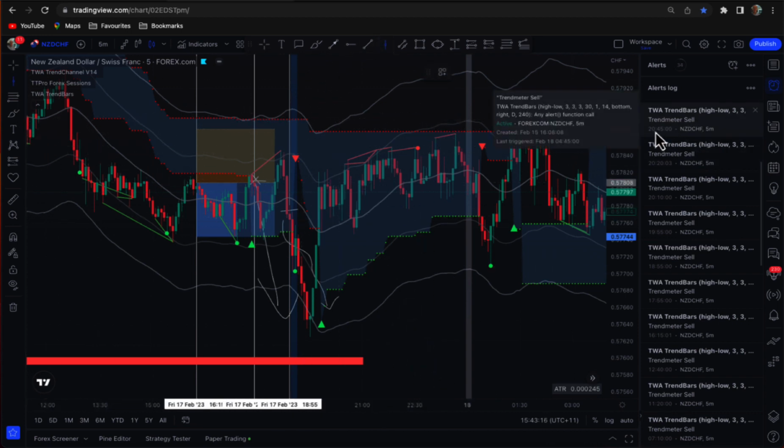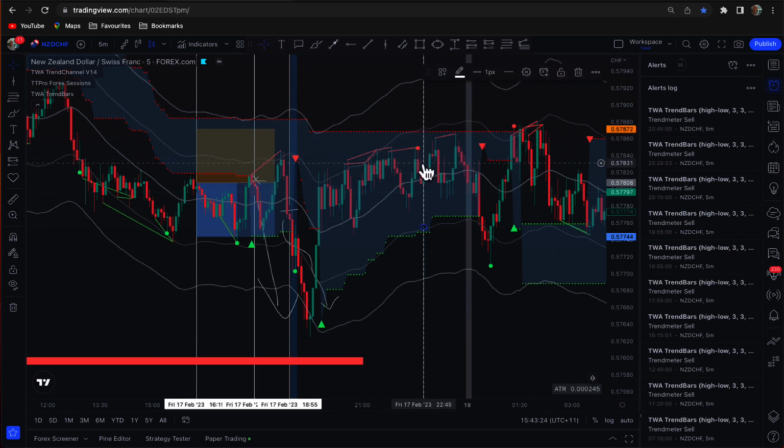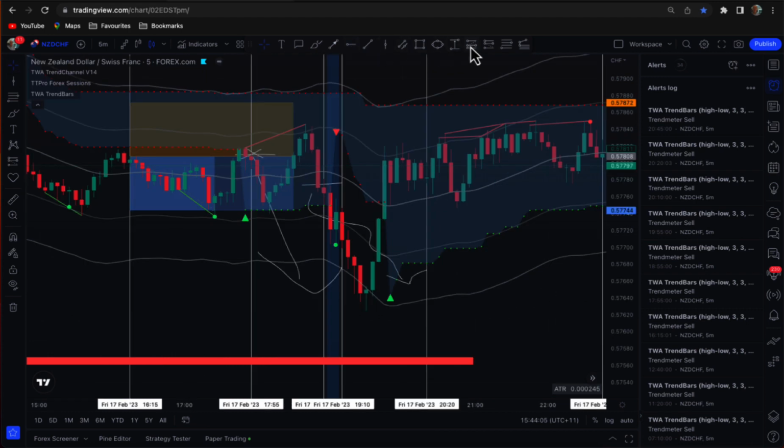So let's check that out. What do we got? We got 2045. Okay, 2045 right here is a sell. I'm okay with that. Good. 2020, 2010, 1955, 2020. Okay, let's check them out. We'll have a look at 1910.